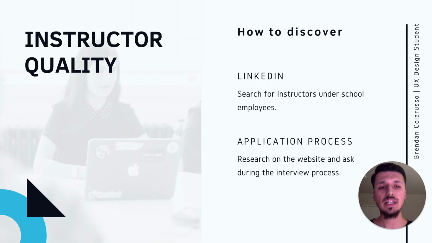So how can you find instructor quality? Well, first is LinkedIn. You can search for instructors under school employees, and I'll show you how to do that here in a minute. And then you can also look at it throughout the application process. You can research on the website and ask during the interview process, what is the criteria for selecting an instructor? How long have they been teaching on average? What is their experience within the field? Do they have degrees in this space? Obviously, this space is relatively new, but these are all things that you might want to ask yourself.